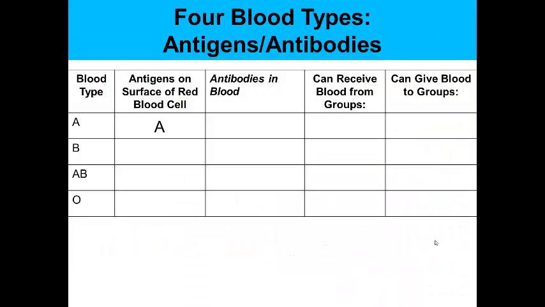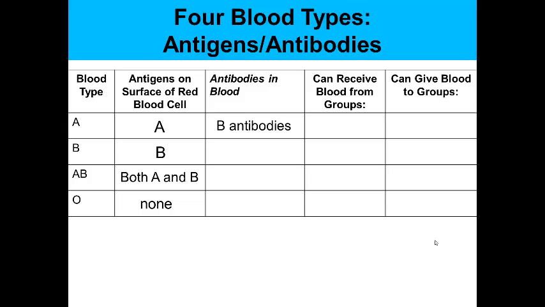So to review, you have 2 different antigens on the surface of your red blood cell. Type A proteins or type A antigens, type B proteins or type B antigens. You can have both A and B on the surface of a red blood cell, or you can have none. We call A and B together blood type AB, and none type O.